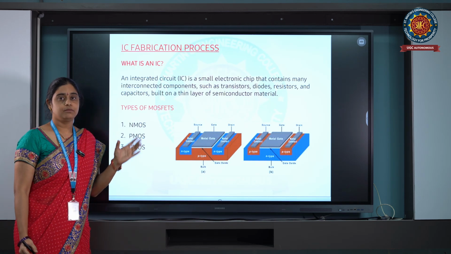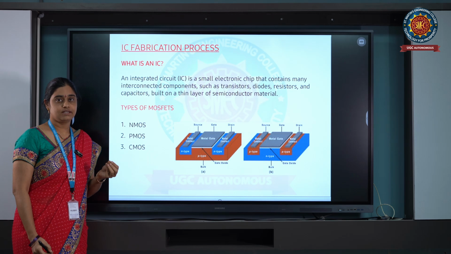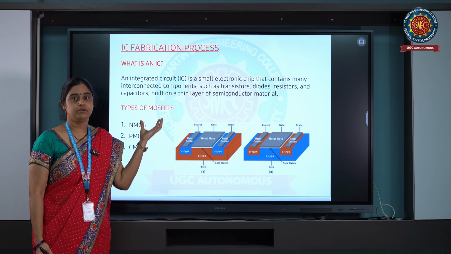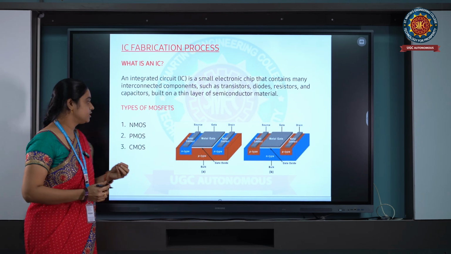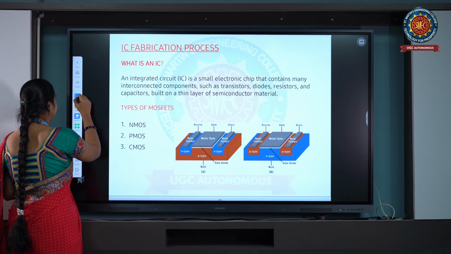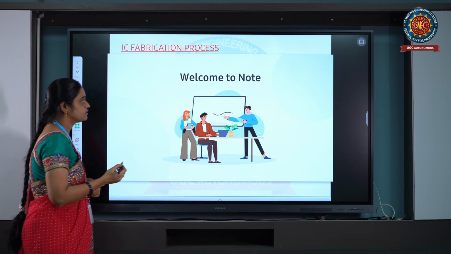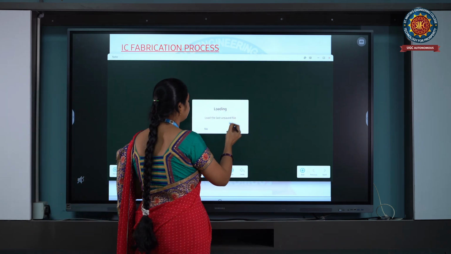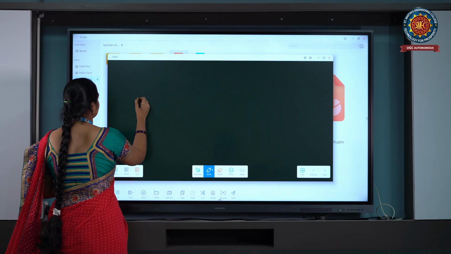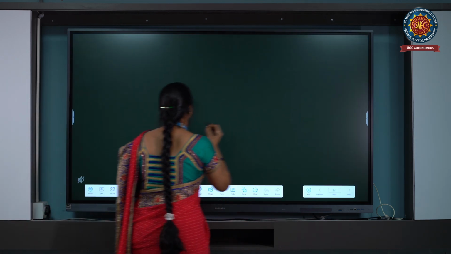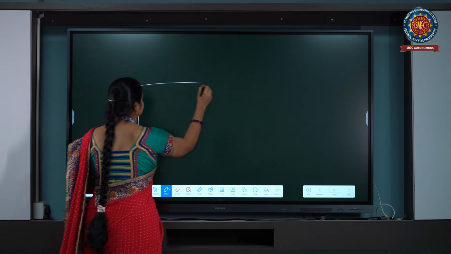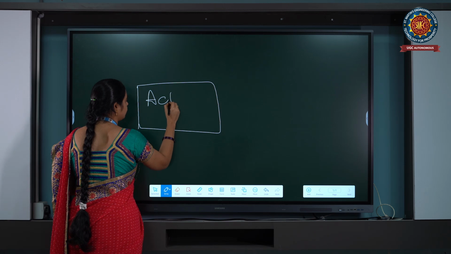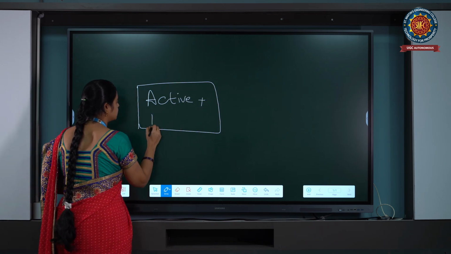So before going into the NMOS fabrication, let us see what is an IC. An IC is a small electronic circuit which consists of both active and passive components. What are the active components? We have different active components like diodes, transistors, etc. And we have passive components like resistors, capacitors and inductors. So an IC is a small electronic circuit consisting of both active and passive components.